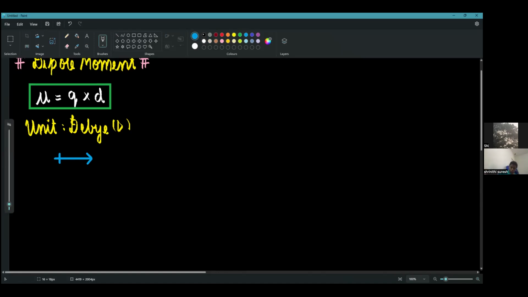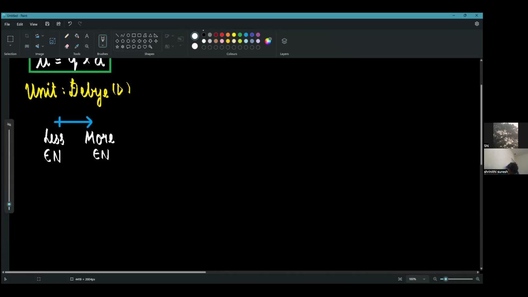Here, it goes from the less electronegative atom to the more electronegative atom. EN stands for electronegativity. So the direction is always directed towards the more electronegative atom. Dipole moment is a vector quantity and it is always directed towards the more electronegative atom.